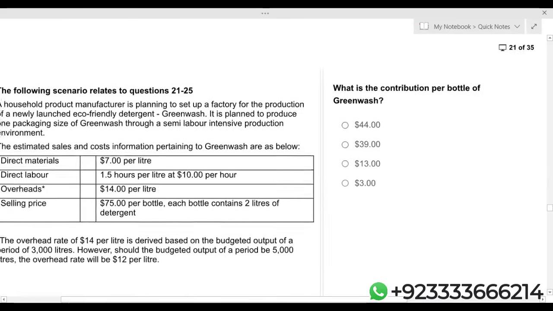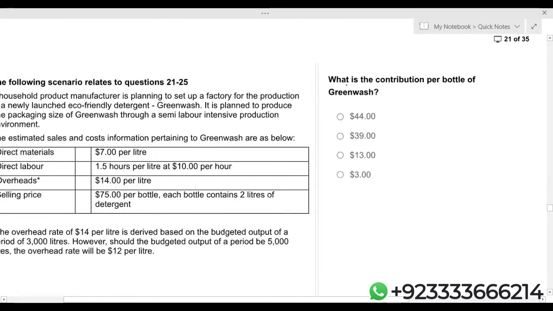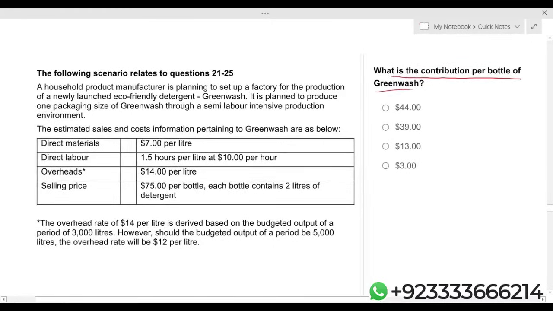Now let's see this. What is the contribution per bottle of green wash? Okay. Simply selling price minus variable cost.